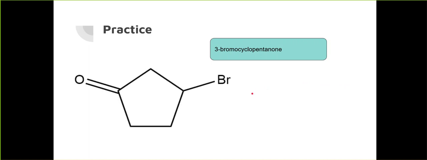Okay, everybody pretty much done. So did you come up with something like this? So it's a cyclopentanone, so that means you're going to have a ring with 5 carbons in it. You're always going to start numbering here with that carbonyl carbon. And then you want to get lowest number, so that'll be 3-bromocyclopentanone. Any questions there?